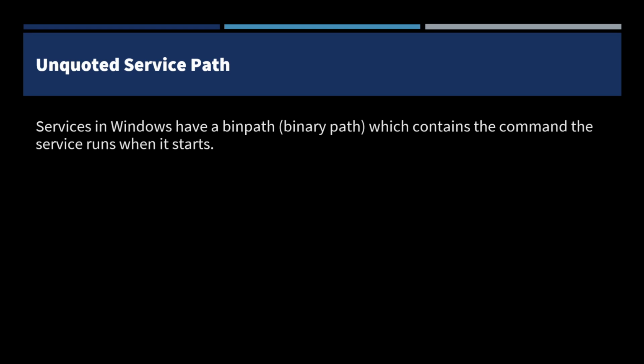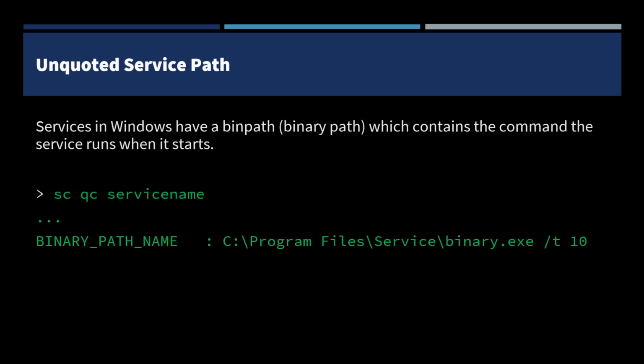Moving on to Windows now, the first weird privilege escalation technique here deals with unquoted service paths. So services in Windows have a bin path or binary path, which contains the command that the service runs when it starts up. Here's a quick example. If we use the sc utility to display the config of a service, among other information, there's the binary path name field, which in this case shows the command completely unquoted.